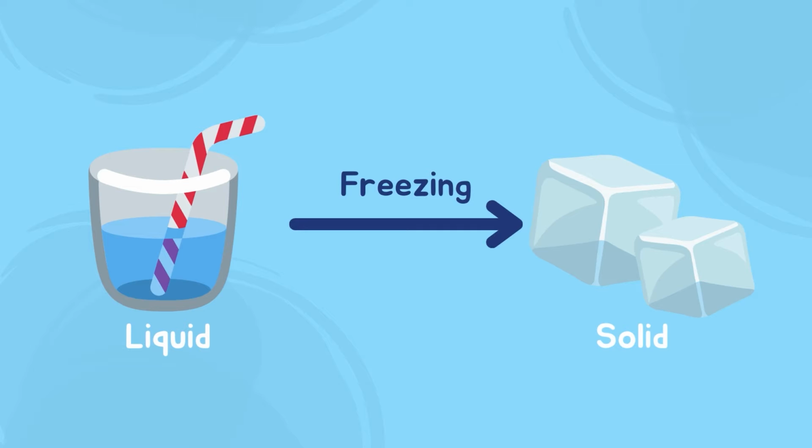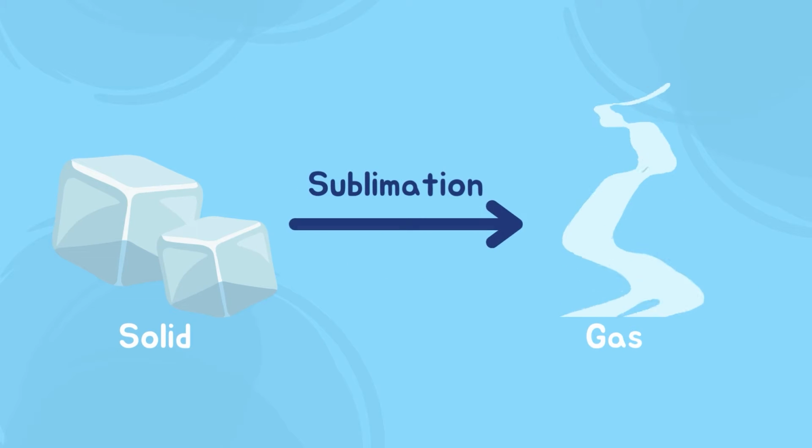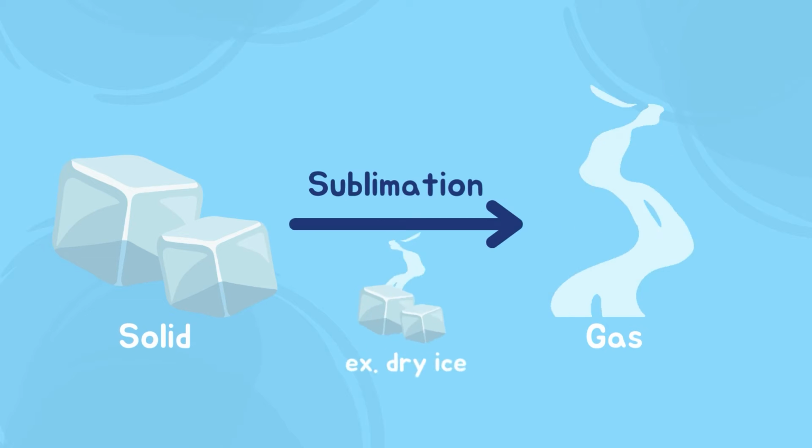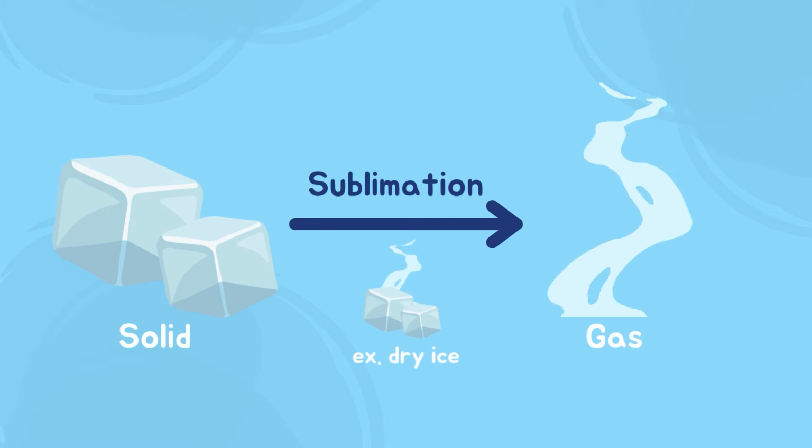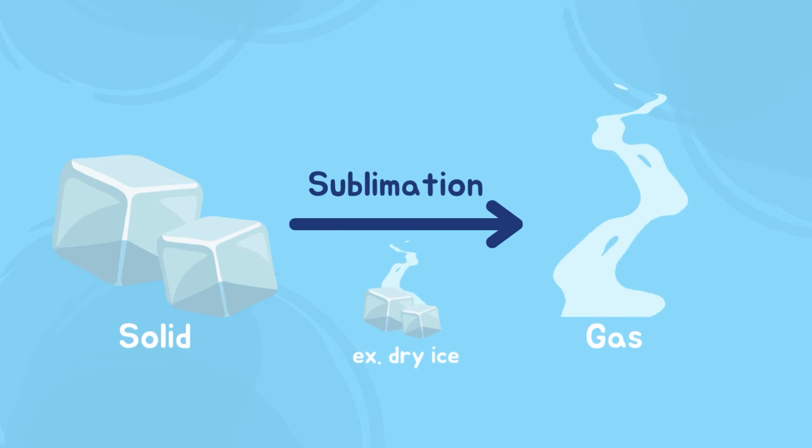The process of changing a liquid state to a solid state is called freezing. The liquid is frozen to start the process of freezing. The temperature at which a liquid changes to a solid is called the freezing point. The process of a solid changing to a gas is called sublimation. An example of sublimation is when dry ice melts and turns into gas vapors.